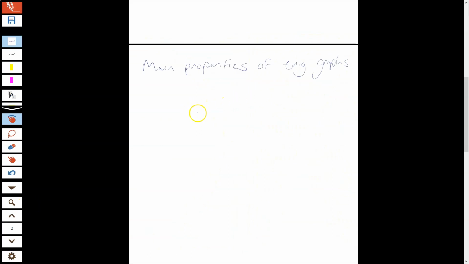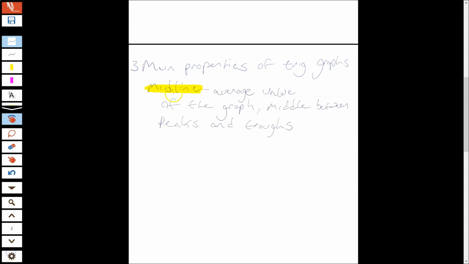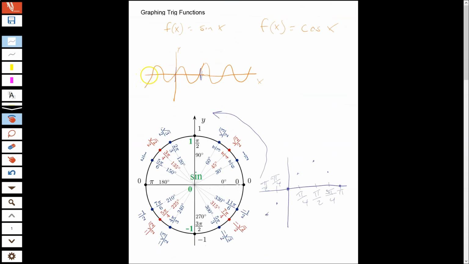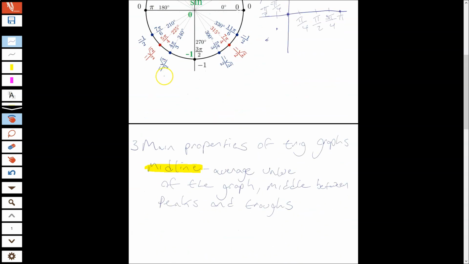What we want to focus on in this lesson are just some basic properties of these graphs. We're going to zero in on 3 of them today, so 3 main properties of trig graphs. The first is the midline. The midline is the average value that the graph takes, the middle between the peaks and the troughs. On my original example, the midline would be just y equals 0, because this graph oscillates around this line in the middle. But we could imagine that I could shift this graph up or down and it would have a different midline.